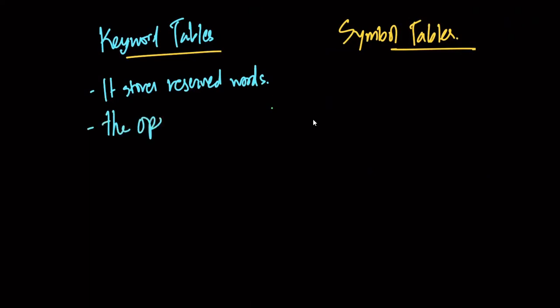The operators used. Now, what are operators? Operators are basically symbols: addition, subtraction, multiplication, division. Mod, I think in Python, the symbol for mod is a percentage, stuff like that. So the operators used.